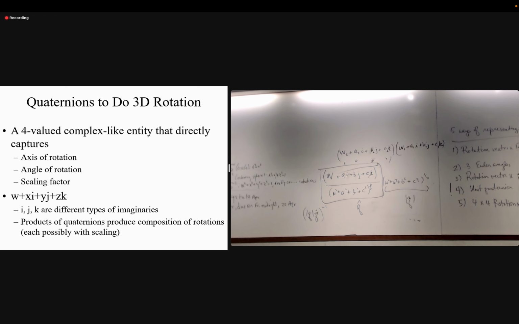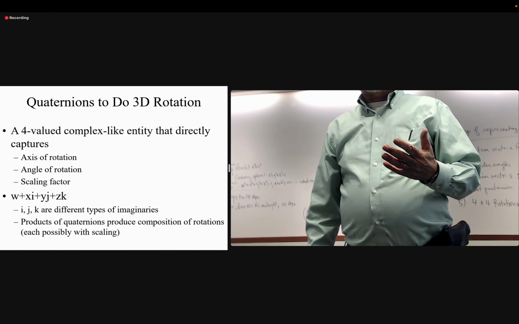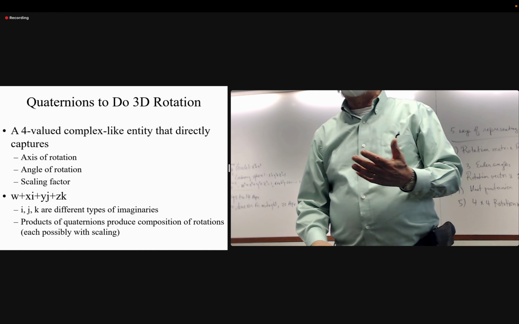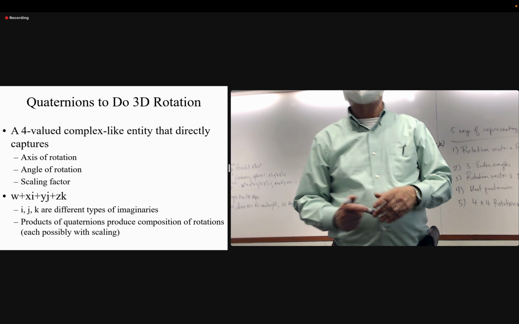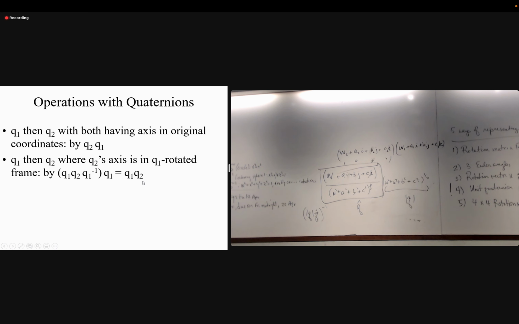First, because it explicitly represents things as axis and angle of rotation. And that's really nice, right? Because we understand that, right? And secondly, because some other things happen, and you'll see in a moment.